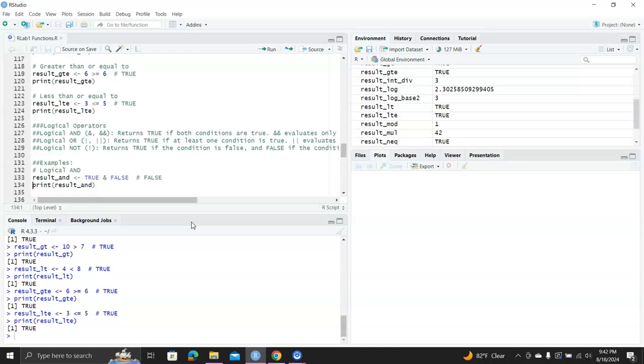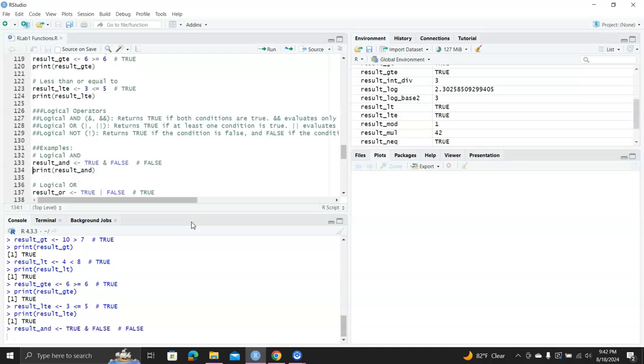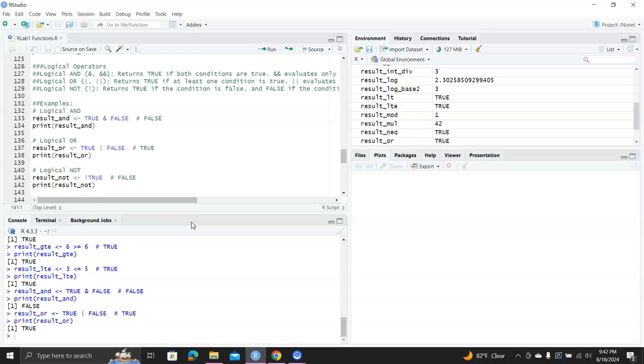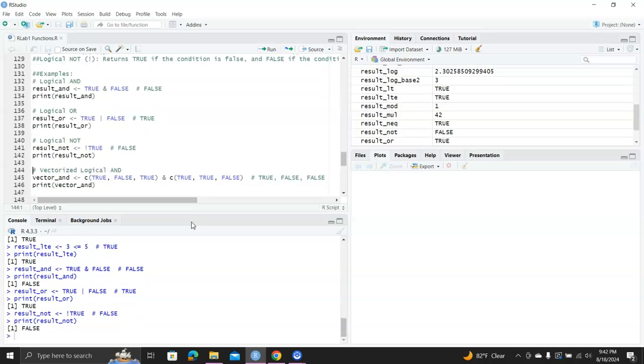So here let's do an AND example. True and false, so that's false. True or false, that will give you true. Not true, gives you false.